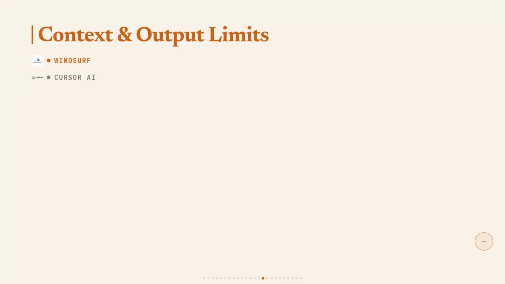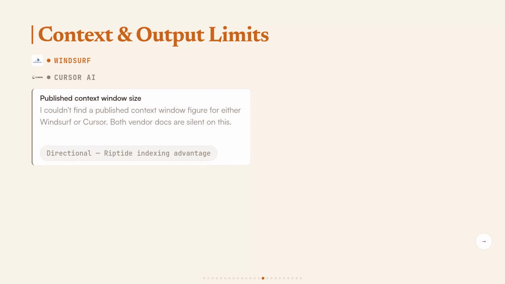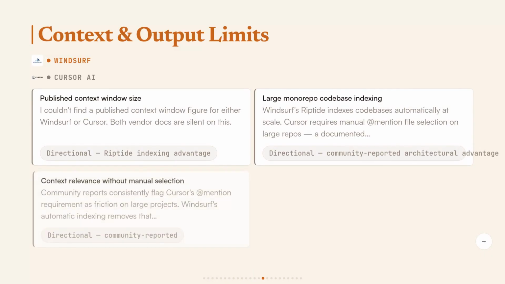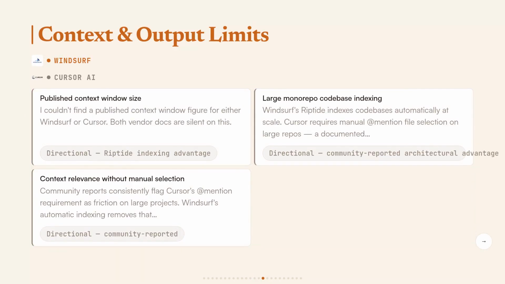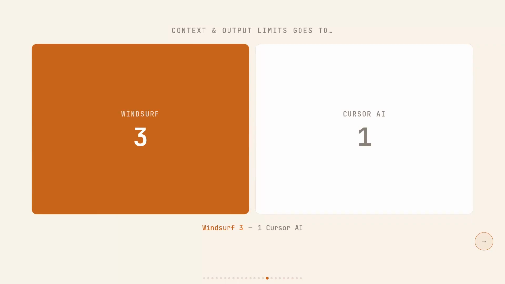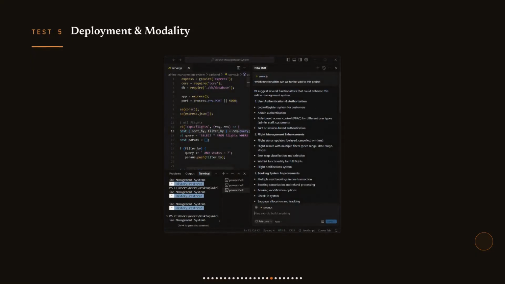Windsurf's Riptide indexes it automatically, no manual selection required, and community reports back that up consistently. Cursor AI's mention system puts that whole burden on the developer, and on a large monorepo, that friction compounds every single session. Neither tool publishes a context window token limit, but the indexing architecture difference is real and documented. Windsurf takes context. Riptide's automatic indexing removes the biggest practical friction point on large codebases, and that's not a close call. That puts Windsurf up 3-1, and this is the dimension I'd call the single most decisive edge in the whole comparison.